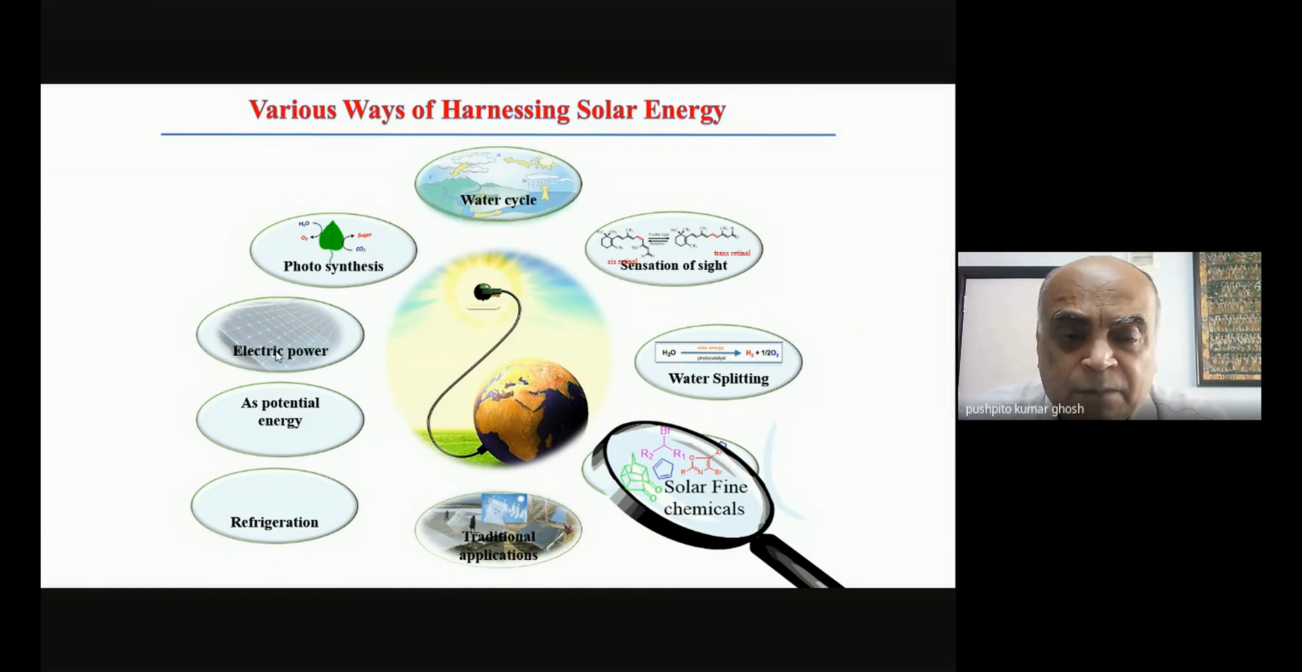Okay, the light part. Now, you can, for example, have potential energy from solar energy. For example, potential energy is our rain clouds, or when they fall on the mountains. That's all potential energy, that water can fall.